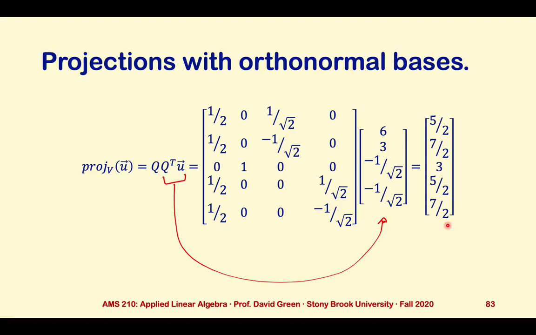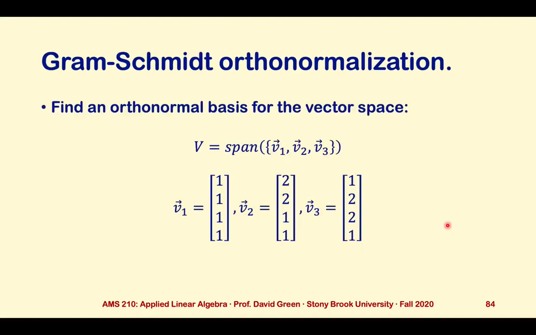The process is conceptually similar to finding the projection for a non-orthonormal basis, but the work is greatly simplified because we don't have that inverse of Q transpose Q to worry about. Projections are easy when we have an orthonormal basis. In the next example, let's go over the process of finding an orthonormal basis from a general basis.